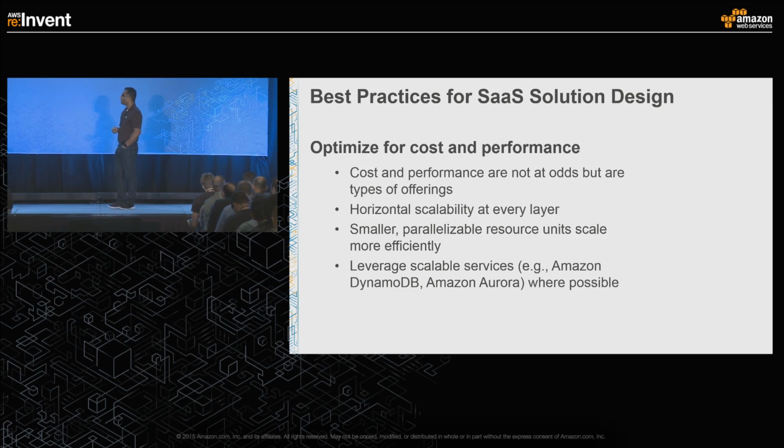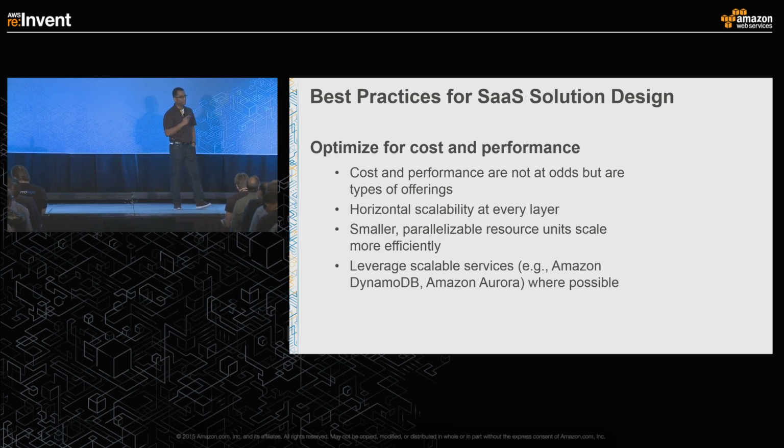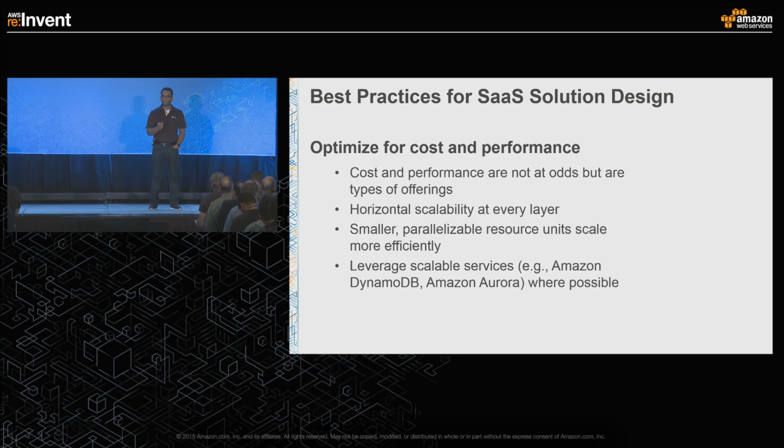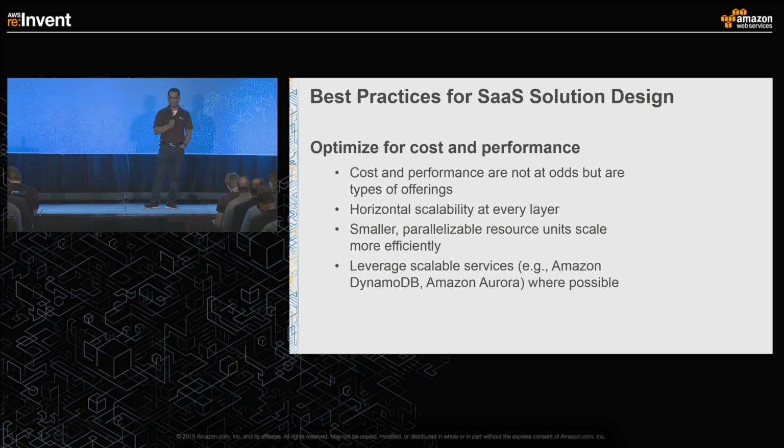You can optimize for cost and performance, which often seem to be at the opposite ends of the spectrum. With AWS, you have a variety of different storage and compute options. They have different price points. And so you can offer your customers various levels of performance based on their sensitivity to price. So for example, you can have a free tier, you can have a premium tier.